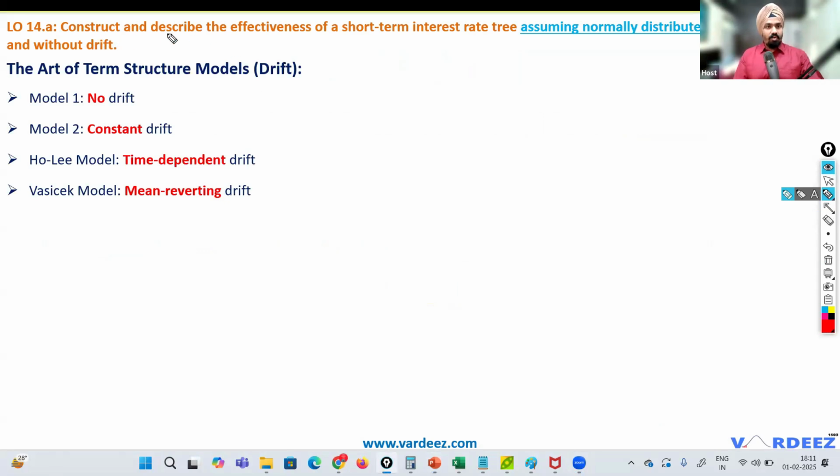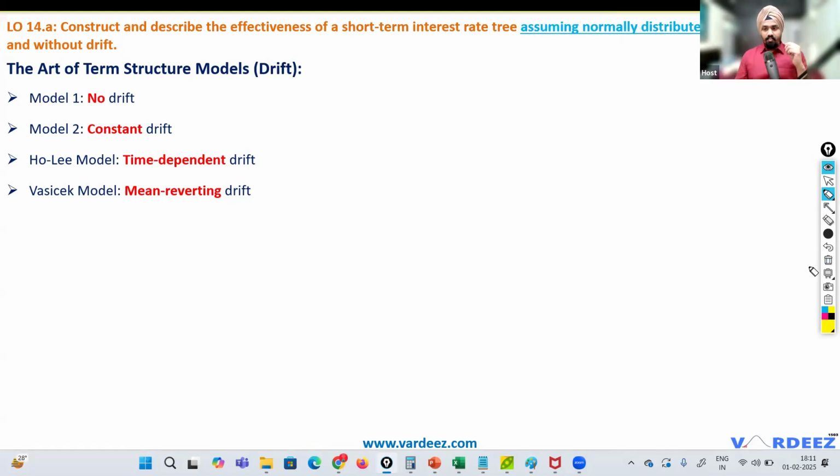The first learning objective talks about constructing and describing the effectiveness of a short-term interest rate tree, assuming normally distributed rates. Usually I have the learning objectives in orange color itself, but this time I've just marked something here. That means in this chapter, we are talking about the normal distribution. We are assuming a normal distribution, both with and without the drift. So this is just one simple assumption that we are taking in the entire chapter.